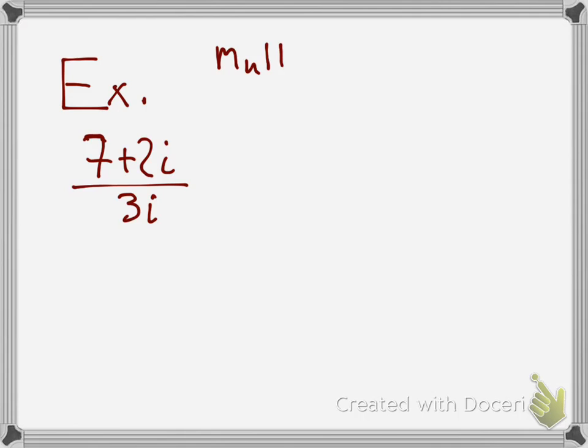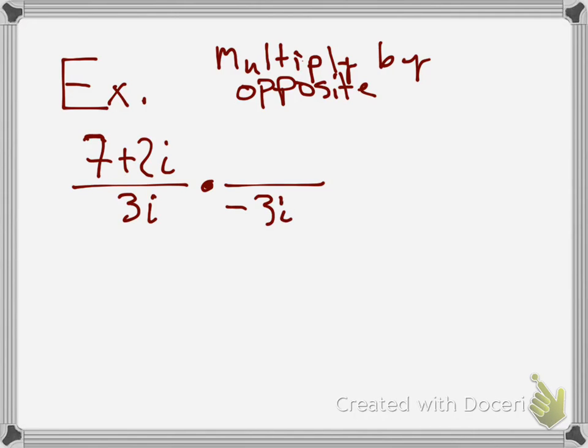To do that, what we do is we multiply by the opposite. So I can see in the denominator I have a positive 3i. I need to multiply both the numerator and the denominator by negative 3i. If you pay attention to this, you'll also start seeing some patterns. Okay, I'm going to go through 3 examples and you'll see some easy patterns here.